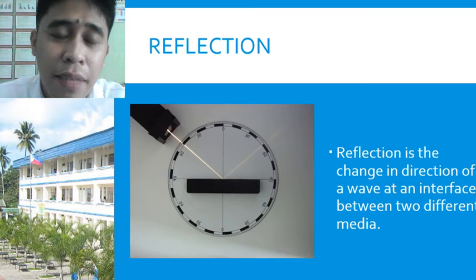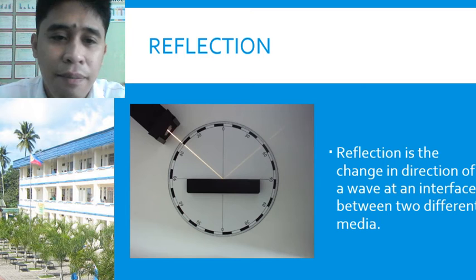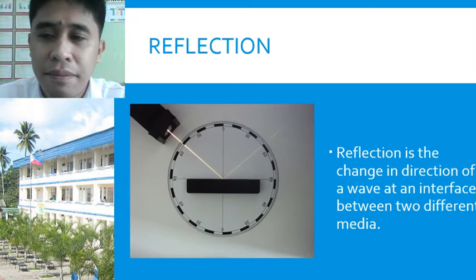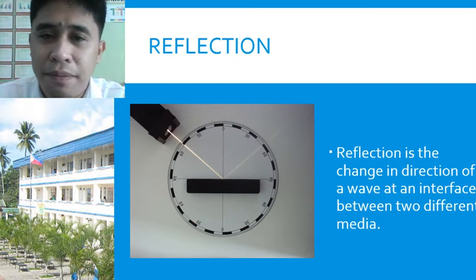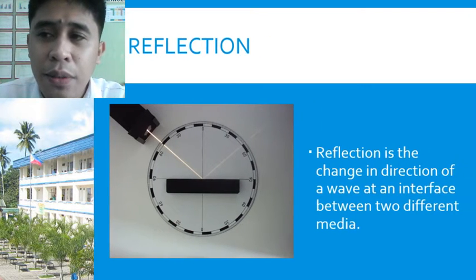Of the three mentioned, we will focus ourselves with reflection, which happens when there is a change in direction of a light ray. This usually happens when light rays strike or hit an object, such as the picture shown in this slide. There are two types of reflection. One is the regular reflection, and two is the diffuse reflection.